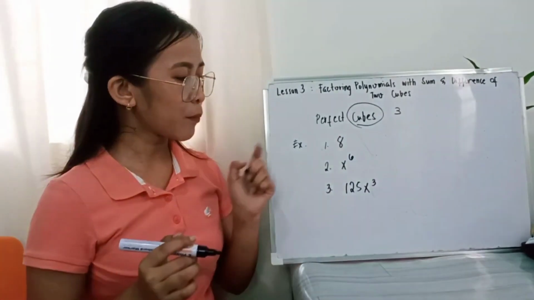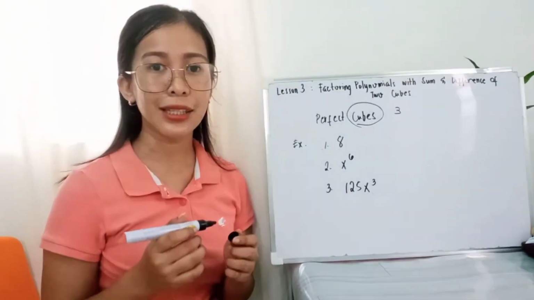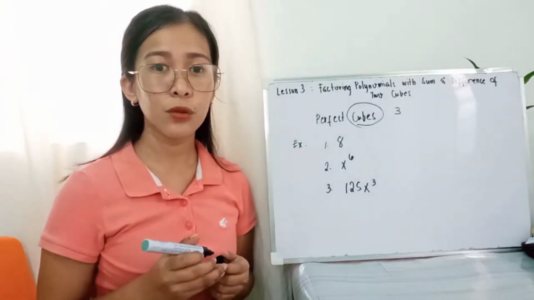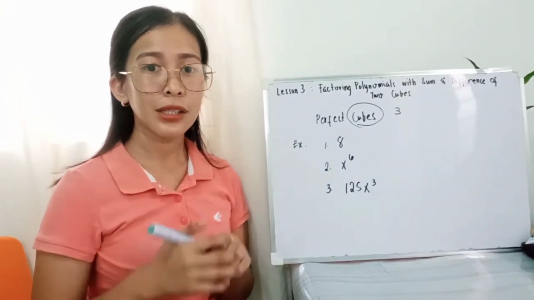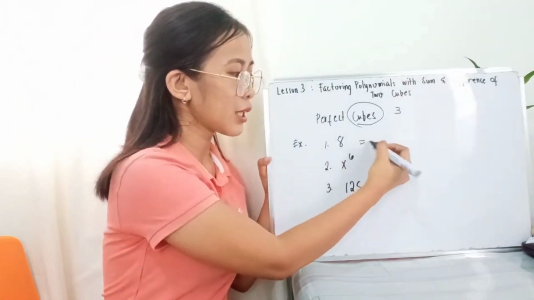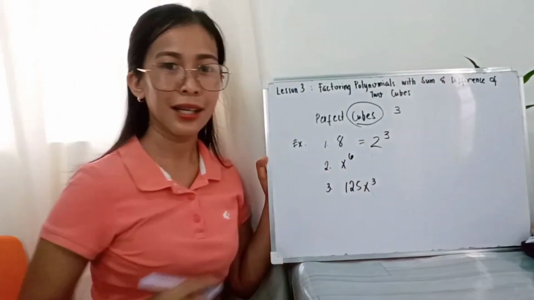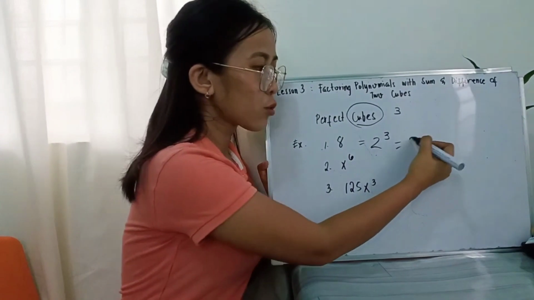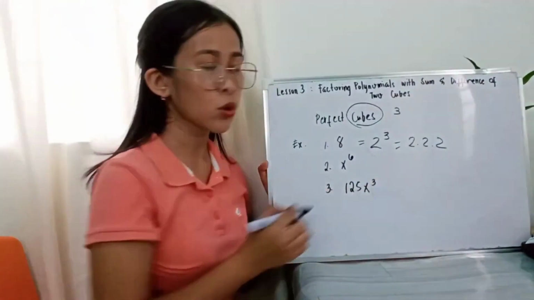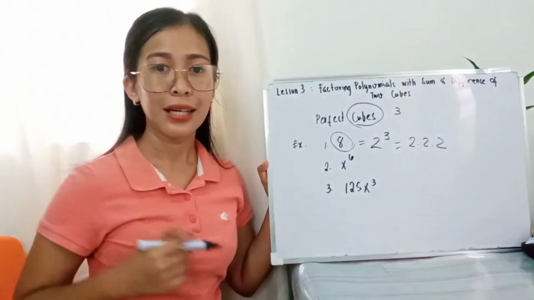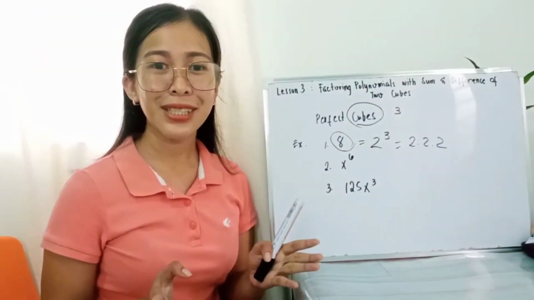Alright? So, for example, we have number 1, 8. 8 is a perfect cube. Why? Because we can express this as 2 raised to 3. Why? Kasi nga, 2 times 2 times 2 is 8. Okay? So, para mas madali, no?